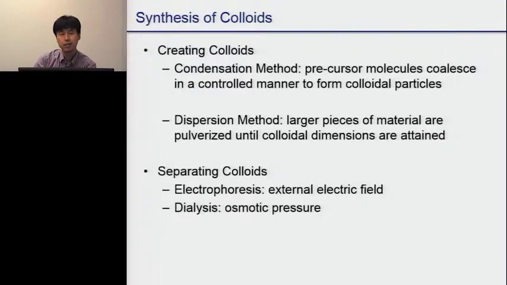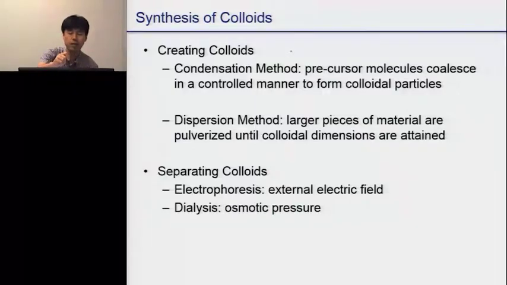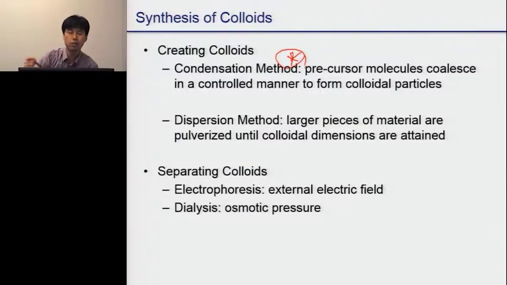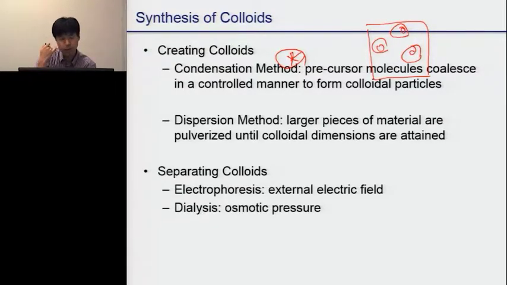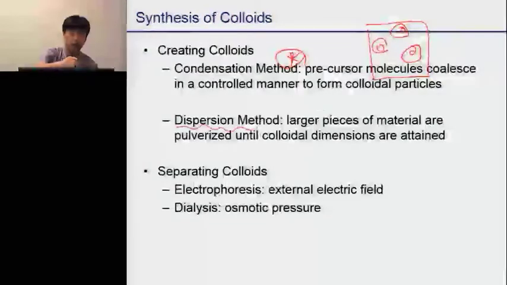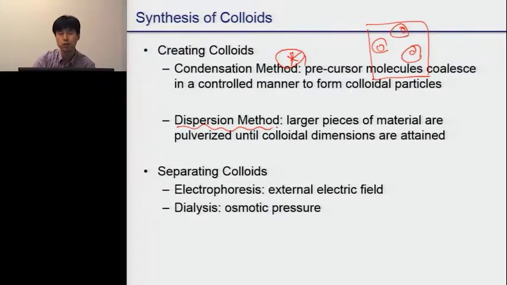So to make this kind of colloid, there are two ways. One is a condensation method, which is basically using chemicals to synthesize these colloid materials. I'm going to show you the synthesis process using the videos a couple of slides later. And then there is another method, the dispersion method.